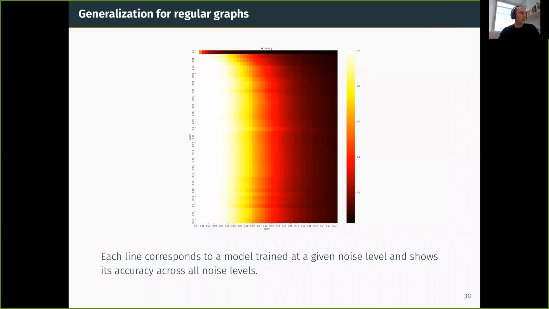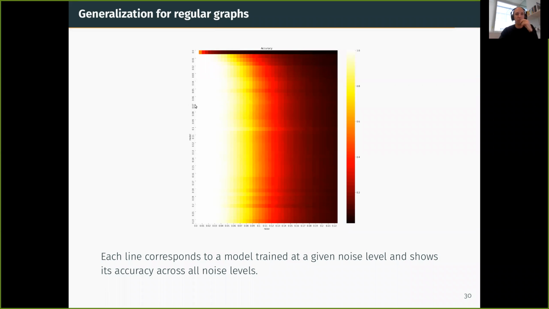So the last thing I wanted to say is this plot. Again, this is the accuracy. When it's high, it's close to 1, it should be yellow or white, and when it's low, it should be dark. So what I'm doing here, let's consider a line.